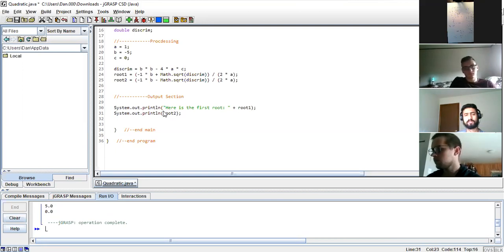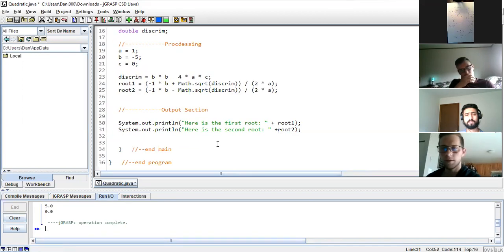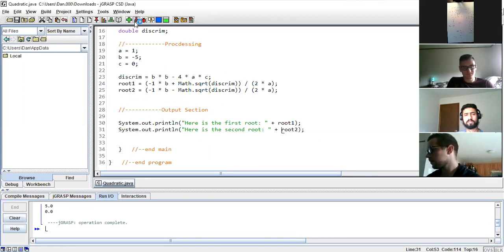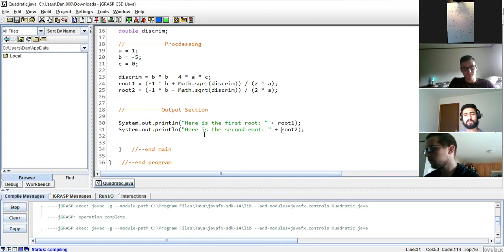And again, I could do the same thing with the second one. Here is the second root and put a plus sign in it. Oh, my computer expanded. Does that make it easier for you folks to see? Yes. Yeah, okay, I'll have to remember to do that. All right, so save. And again, when I run my program, my output's a little more descriptive.